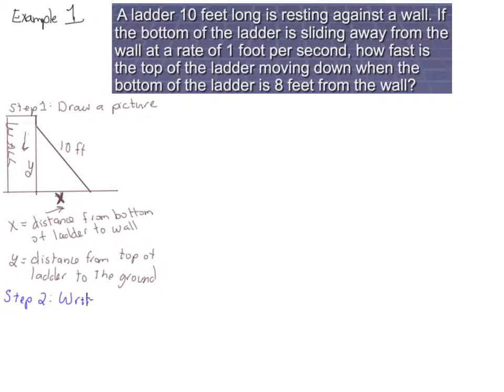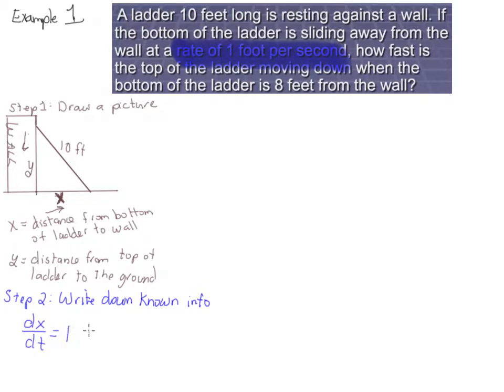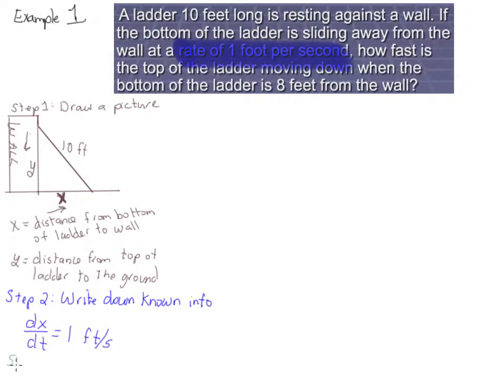Step 2 is to write down any known information. So reading the given information, I know that the ladder is sliding away from the wall at a rate of 1 foot per second. So I have to translate that into calculus talk. So the rate of change of the ladder's distance from the wall, so that's the derivative of x with respect to time, is 1 foot per second. Always remember your units of measurement.